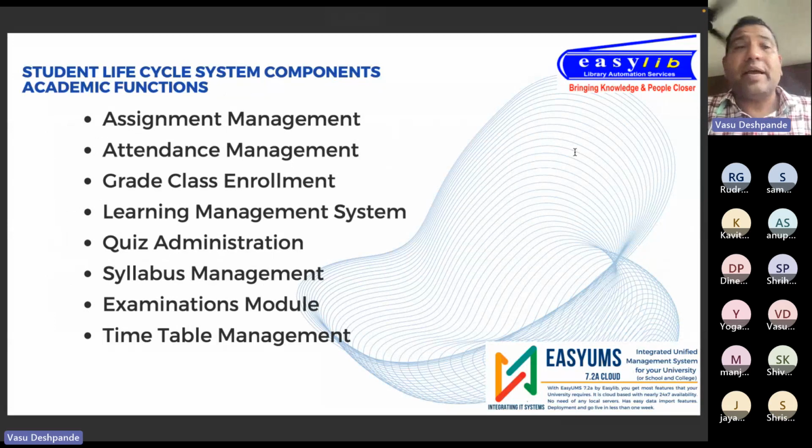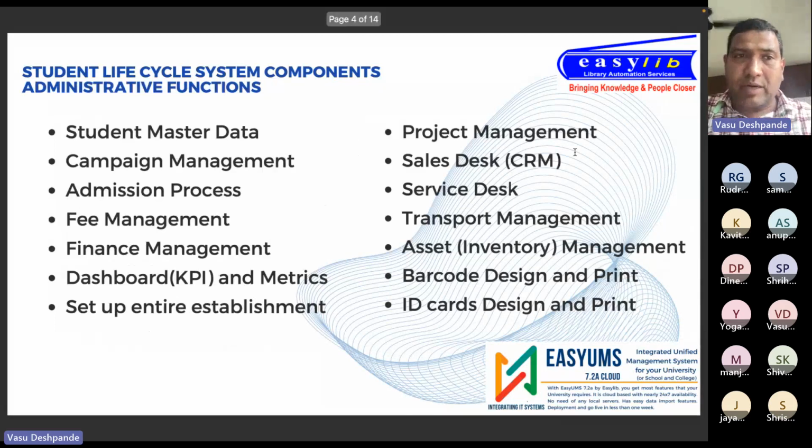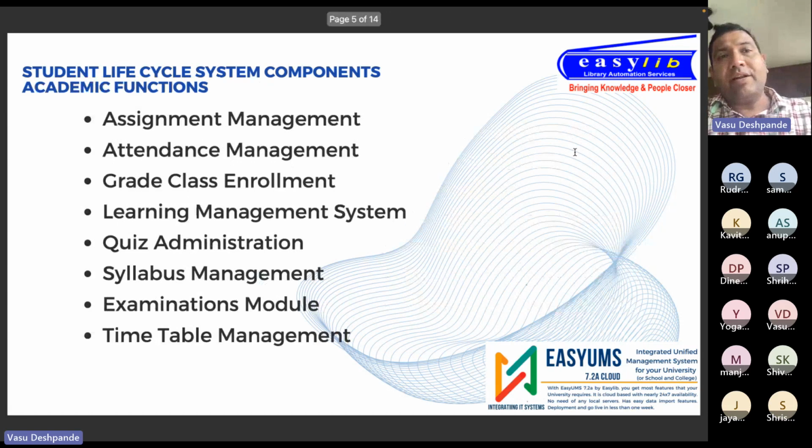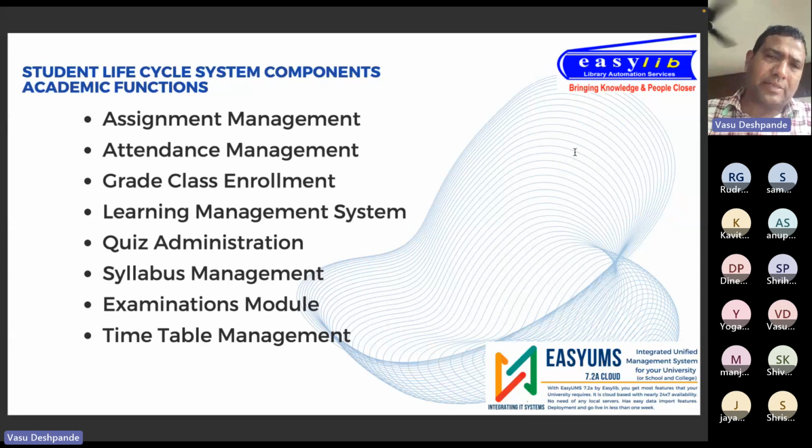The next function is the academic functions. The first part was the administrative part. The second one is the academic one, which covers things like when the classes start, you enroll the students into the right class, the right grade. Then you enroll them in the correct classes and courses, the assignments you give, the attendance you take.